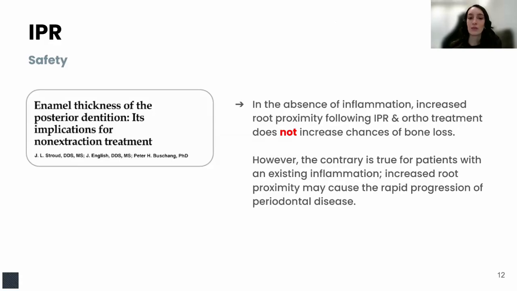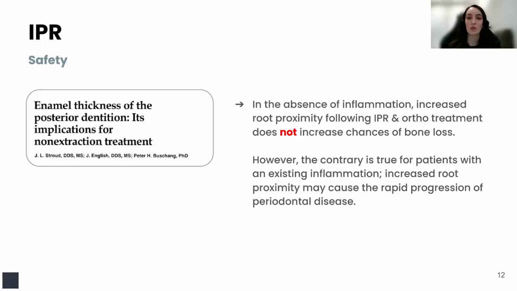Now, when we talk about the safety of IPR, it's also very important to mention periodontal health. Again, many clinicians have some concerns regarding the health of the periodontium when they perform IPR. But studies have shown that in the absence of inflammation, increased root proximity following IPR and ortho treatment will not increase the chances of bone loss. On the other hand, if patients already have an existing inflammation, this increased root proximity may actually rapidly progress periodontal disease. So what we can simply take away from this is if a patient has poor periodontal health, or even bad oral hygiene, we shouldn't be performing IPR.